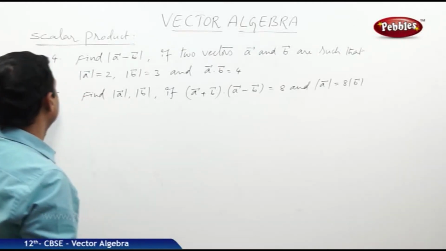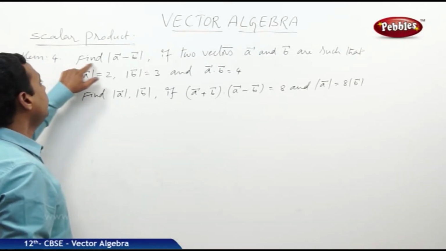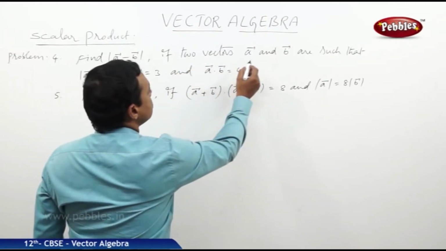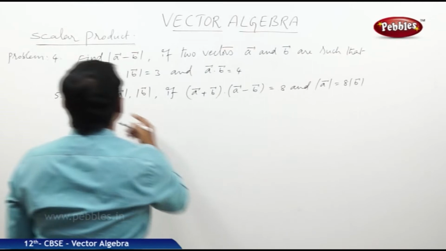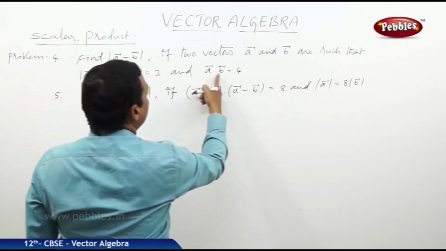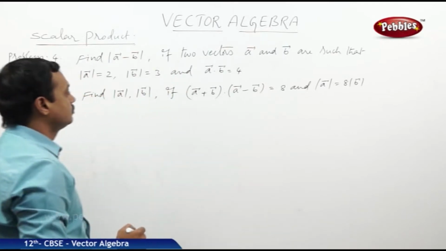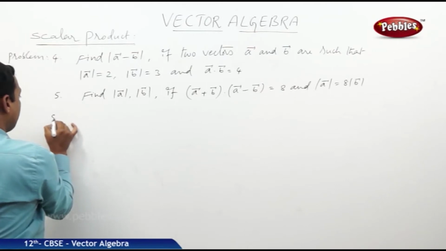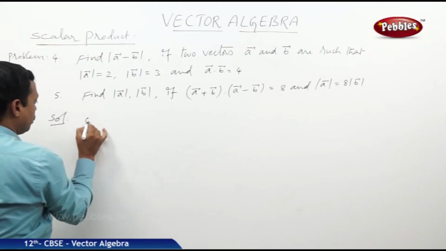Here are two problems. Find modulus of a bar minus b bar if two vectors a bar and b bar are such that mod a is equal to 2, mod b is equal to 3 and a dot b is equal to 4. And the fifth one. Okay, let us see the fourth one first of all. Solution to the fourth one.